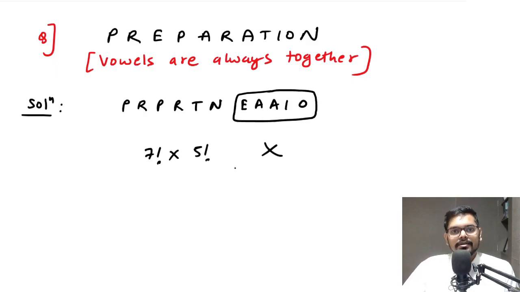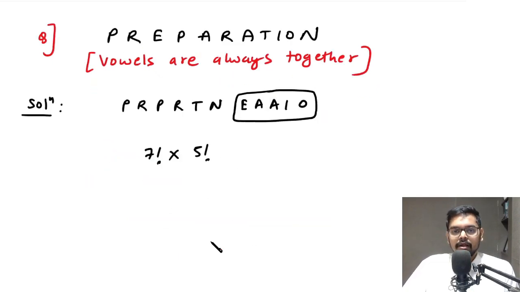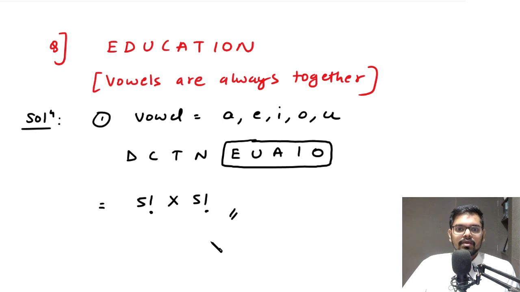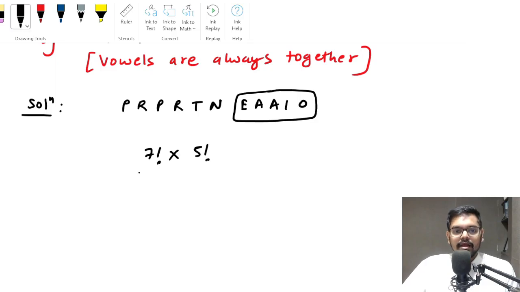So that is the wrong answer. Sir, why is this the wrong answer? Do you remember our type 4? If a letter is repeated P1 times, then divide by P1 factorial. If a letter is repeated P2 times, then divide by P2 factorial. Have you checked that here? In the previous one, there was no repetition, right? E, D, U, C, A, T, I, O, every letter was distinct. So that type 3, type 4 concept was not used there. But here we can see that P is repeated 2 times, R is repeated 2 times, A is repeated 2 times. So have you divided for that repetition?